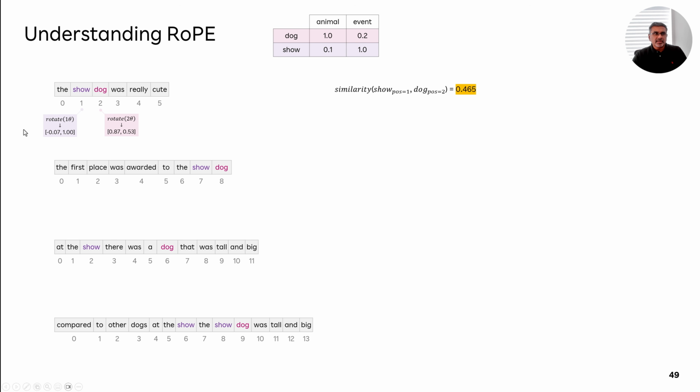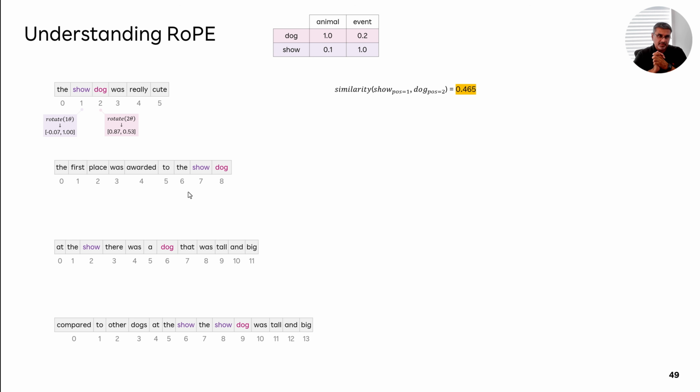Now, let's try to measure again. Just focus on these two words. By the way, every word is scored against every other word. That's part of the whole self-attention in the transformer. We'll study that later. But let's just look at show and dog here. In this case, I rotate the first show by 1 theta angle and I rotate dog by 2 theta angles. Now the similarity is 0.465. Fine. Now let's get to the next one.